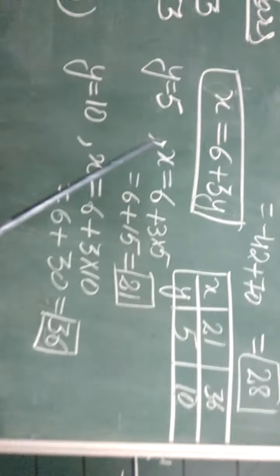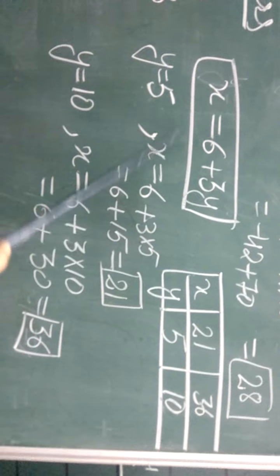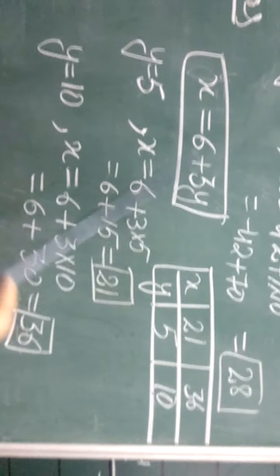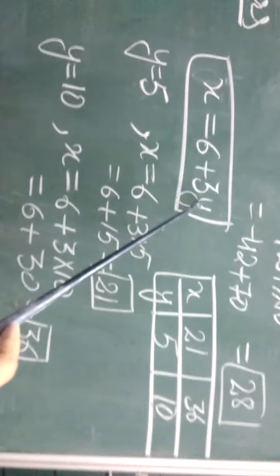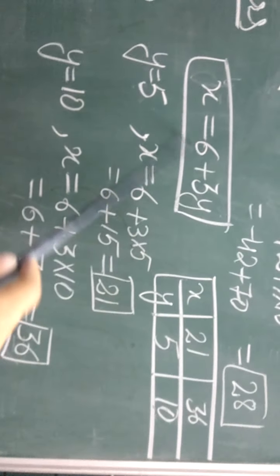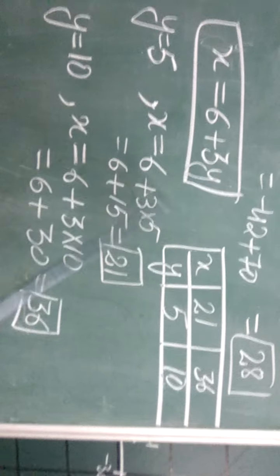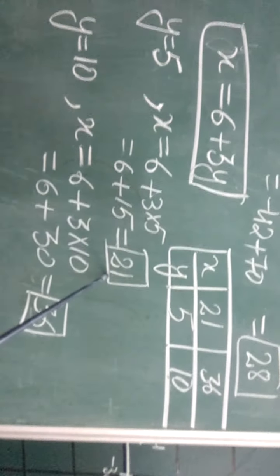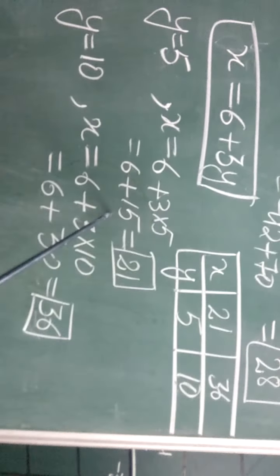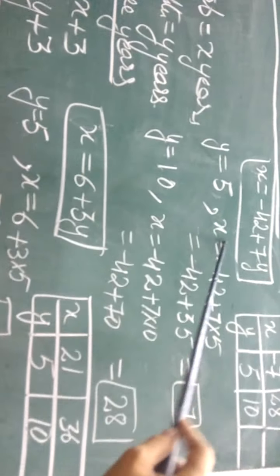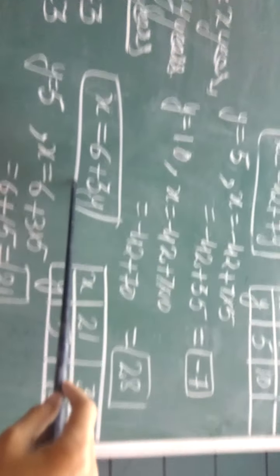Similarly, let us get the solutions for the second equation. We will again put the values of y, as it is in combination. y is equal to 5. When y is 5, x is equal to 6 plus 3 into 5. So we'll get 21. When y is 10, 6 plus 3 into 10 will get 36. So in this way we'll get the 2 solution boxes from 2 linear equations.